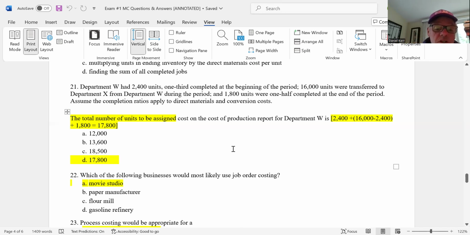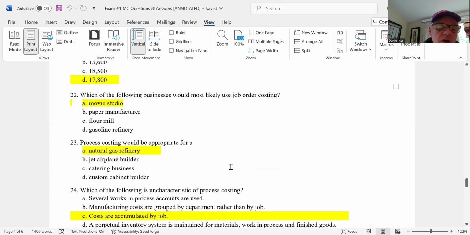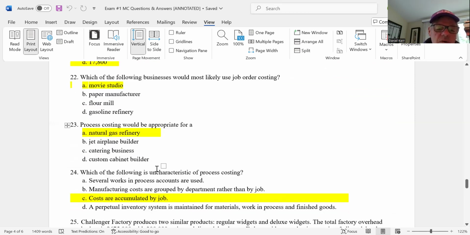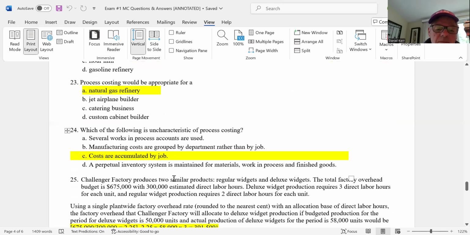22, which of the following would most likely use job order costing? So again, which one is most customized? And the one that's most customized would be Movie Studio. 23, process costing would be appropriate for a natural gas refinery. All those other ones would use job order costing because they're all customized. 24, which of the following is uncharacteristic of process costing? Costs are accumulated by job. That's in job order costing. That's not process costing.